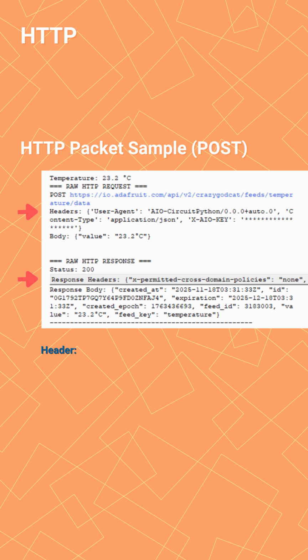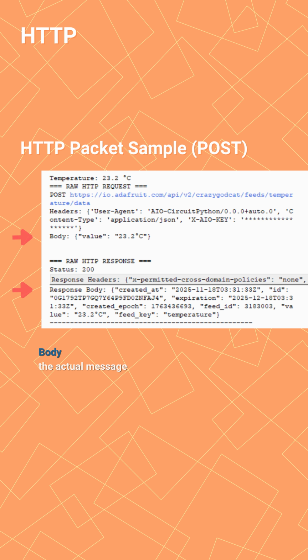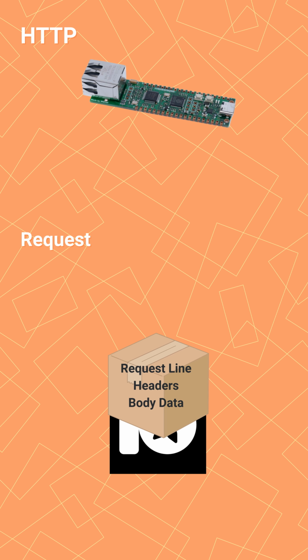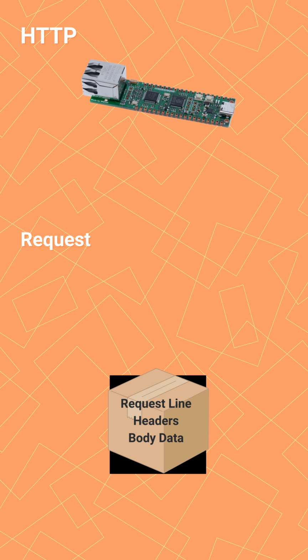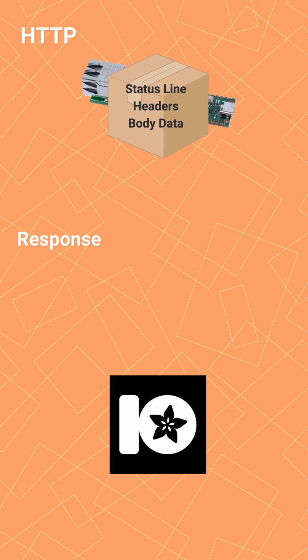Headers include details like the user agent, which identifies your client software, the content type such as application/JSON, and your Adafruit IO authentication key. Finally, the body contains the actual message you want to send. In this case, the temperature reading like 23.2 degrees Celsius. Your Pico sends a request to the Adafruit IO server with these three pieces of information, and the server responds with a status and other details.